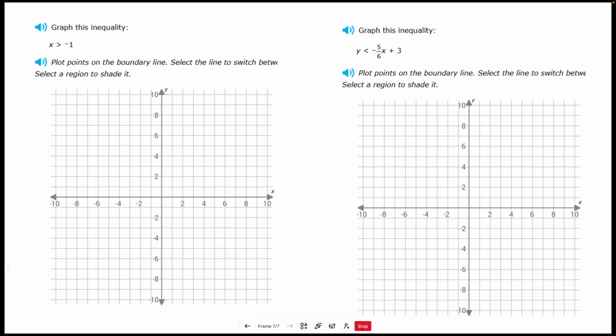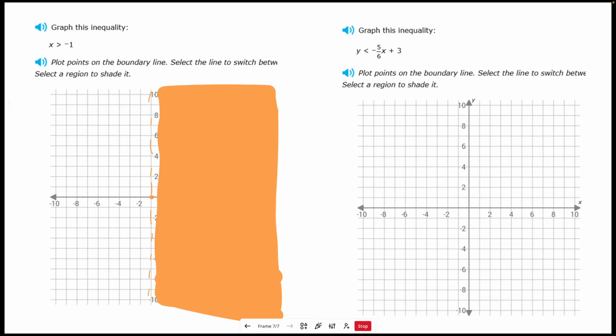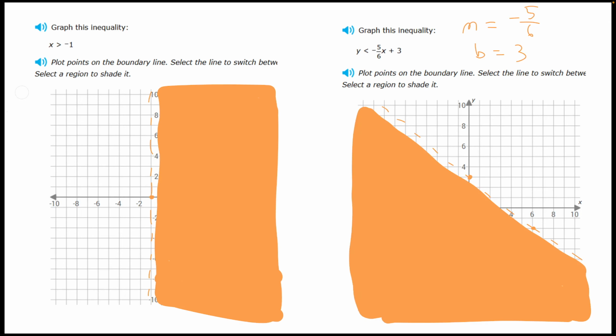Okay, now that you've had time to work these problems, let's check your solutions. Okay, for the first problem, should have been a dashed line, and you should have shaded to the right because it says greater than -1. And for the second problem, should have been a dashed line as well, and you should have shaded below the line because it says y is less than.